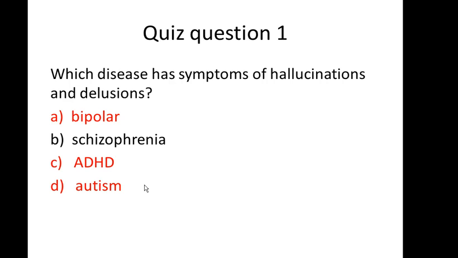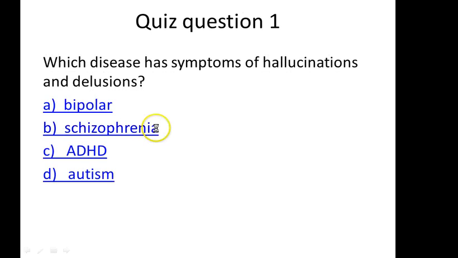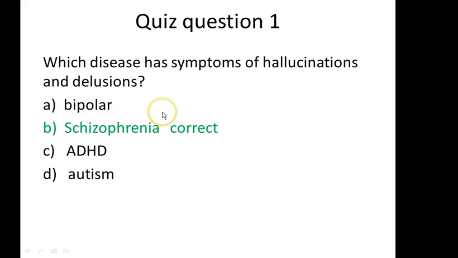And so I'm just going to go back up to that original question slide right here. That was what would happen if somebody chose the wrong answer. If somebody chooses the right answer, schizophrenia, they get to that correct answer slide.